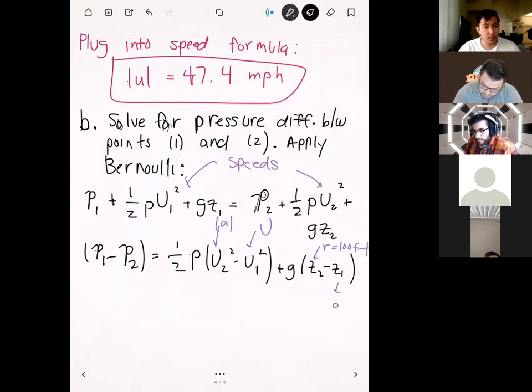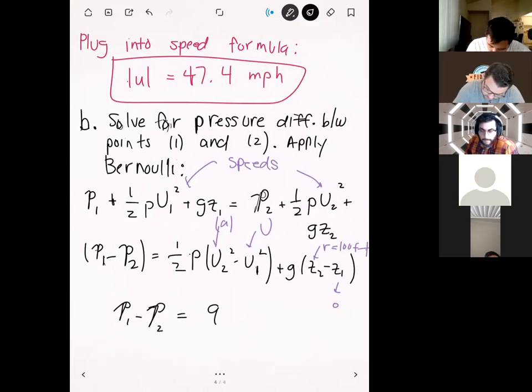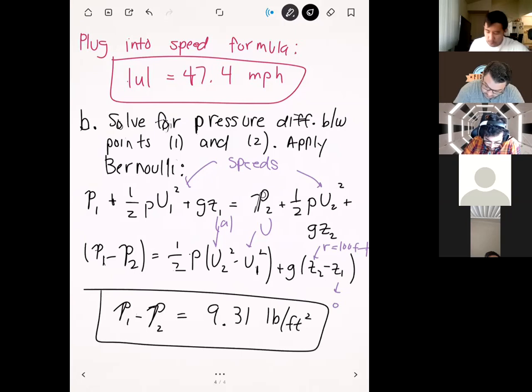And so once I plug all these in, we get P1 minus P2 is equal to 9.31 pounds per feet squared. Once you solve for the speeds, you can solve for the pressures just by applying Bernoulli. Remember, the tricky thing is just to make sure you apply speed and not velocities. Any questions on this?